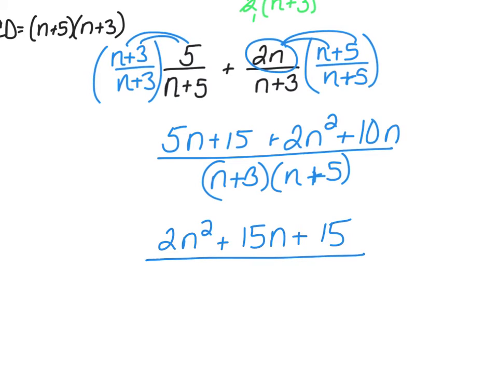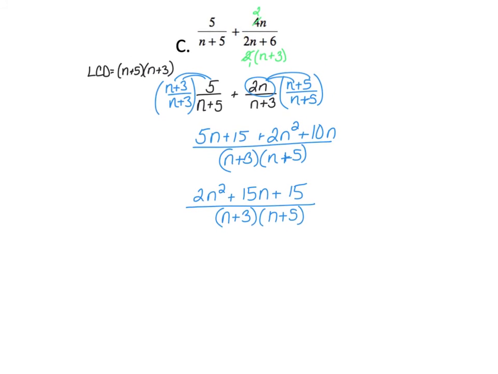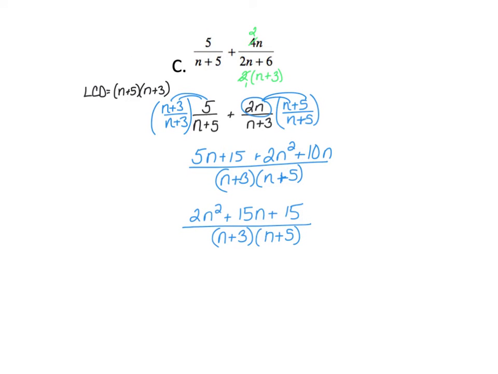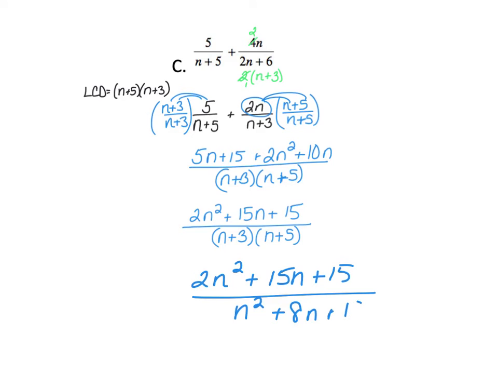Again, I would try to then factor this numerator, because if it could possibly cancel any factors with n plus 3 and n plus 5, you should do that. I have tried to factor it, and it does not factor any further. It's prime. So to truly simplify this expression, my final answer would be to multiply my denominator factors together to get n squared plus 8n plus 15. This expression is simplified.